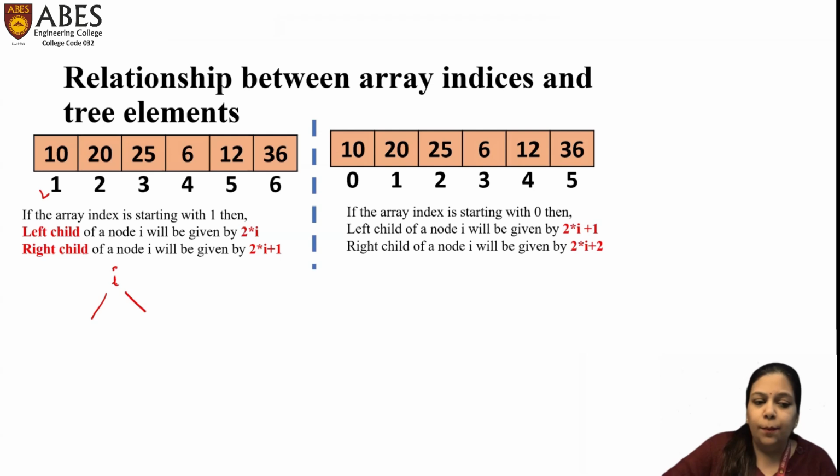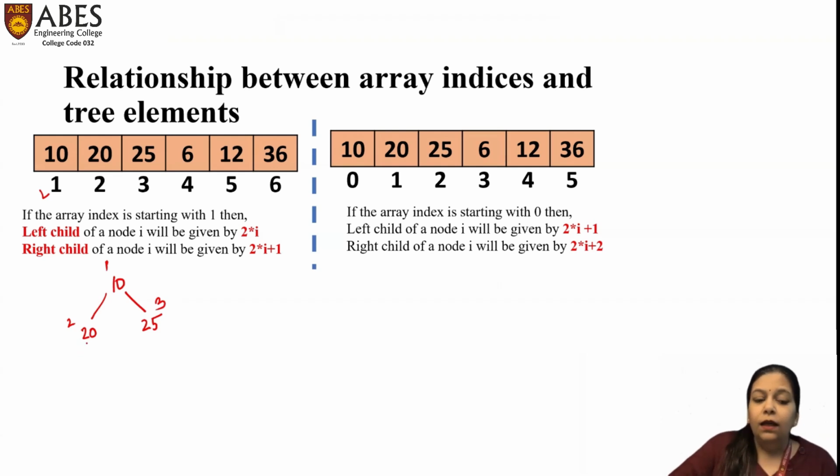So here we can see that suppose the first element is 10, which is stored at the first index of the array, then its left child will be 2 into 1, that is index 2, and the value stored at index 2 is 20. And similarly, the right child of I will be 2 into I plus 1, that is 2 into 1 plus 1, which gives us the value 3. So the right child of 10 will be the value stored at index 3, that is 25. So the index of 10 is 1, and the index of 20 is 2, and the index of 25 is 3.